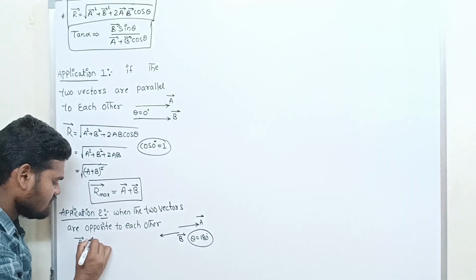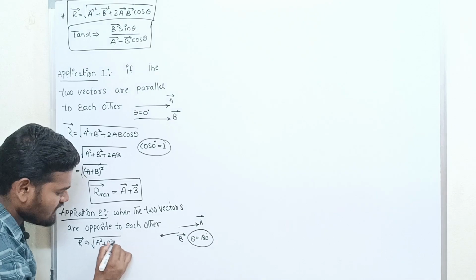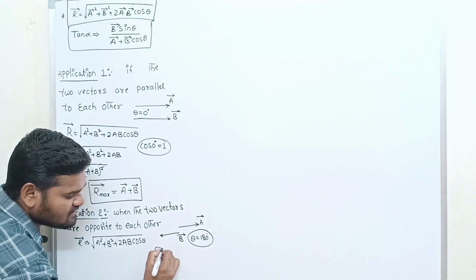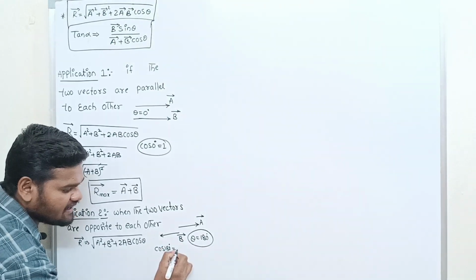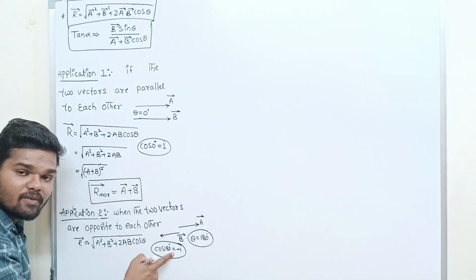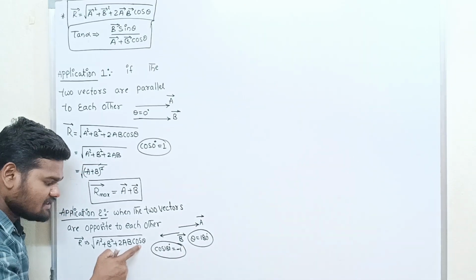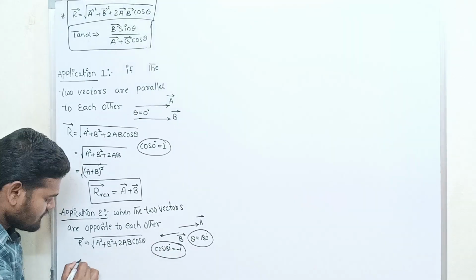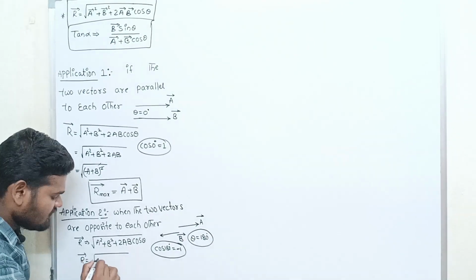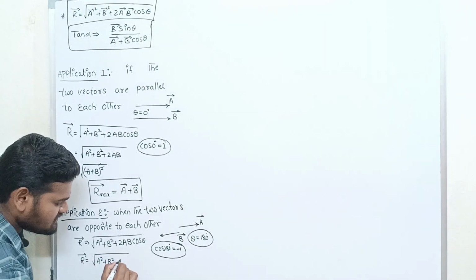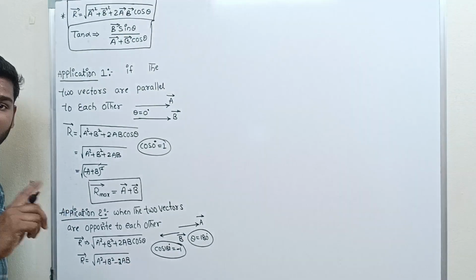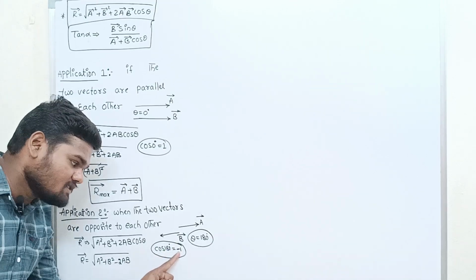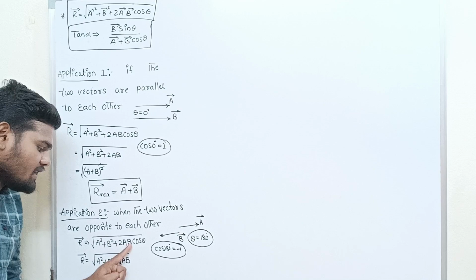R bar equals the square root of a square plus b square plus 2ab cos theta. What is the value of theta? 180 degrees. What is the value of cos 180? Minus 1. So cos theta becomes minus 1 when we substitute 180 degrees. Minus into plus gives minus. So r bar equals the square root of a square plus b square minus 2ab. Are you getting it? Here theta equals 180 degrees, cos 180 is minus 1, minus into plus is minus 2ab.